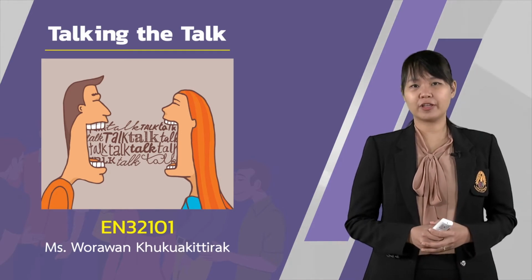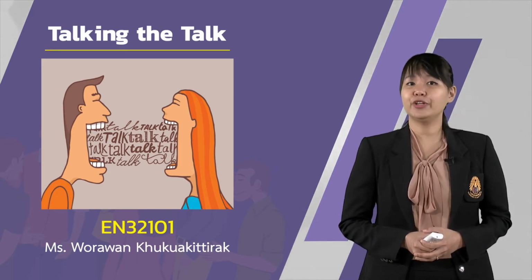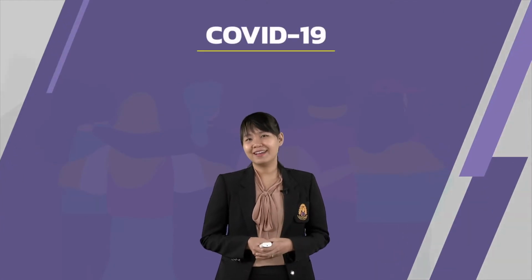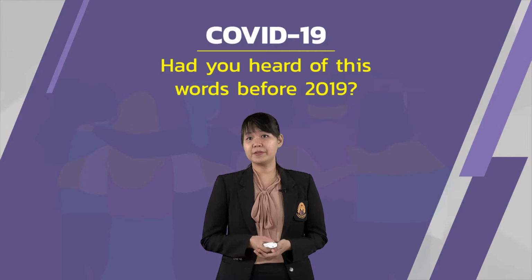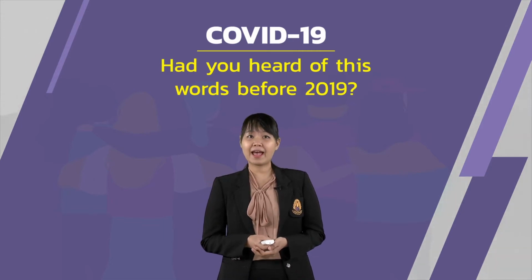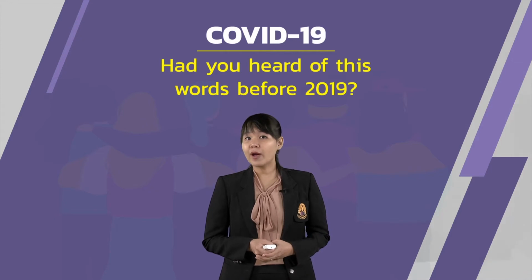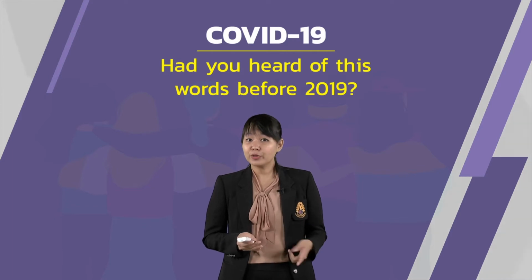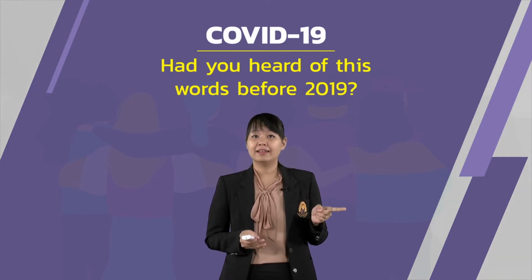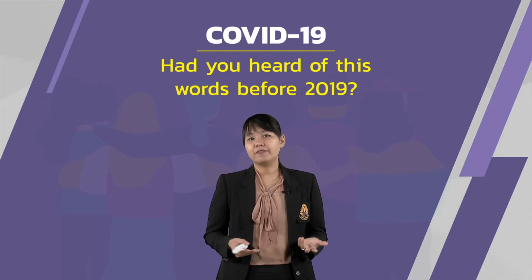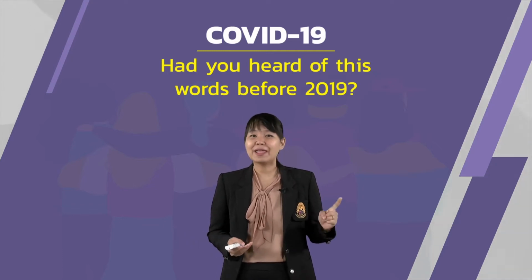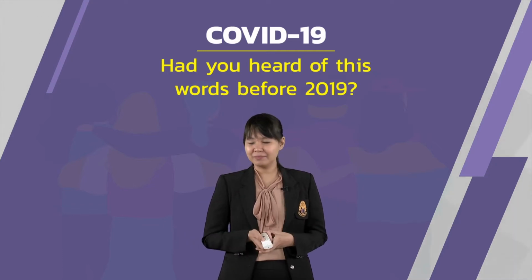Last time, we talked about the words that you need to know before you read an article, a passage. But before that, I would like you to look at this word, COVID-19. Had you heard of this word before 2019? Of course not. Why did this word come about? Because it is a new disease. A new way of having a new word is to have a new disease.